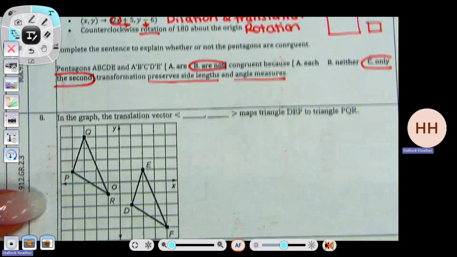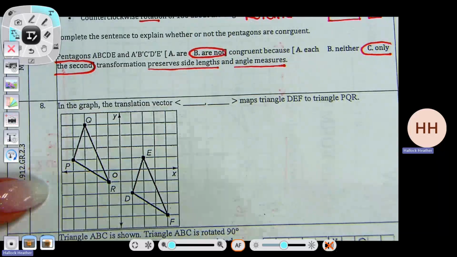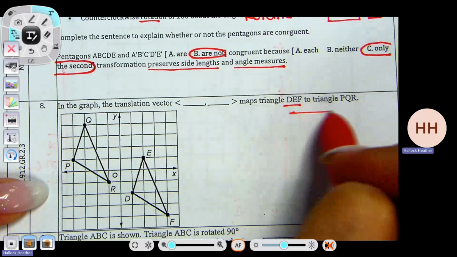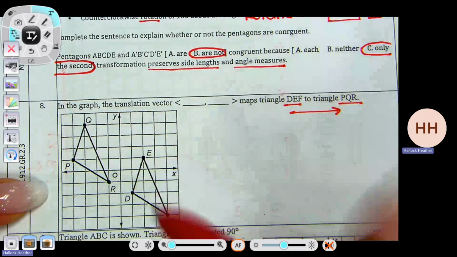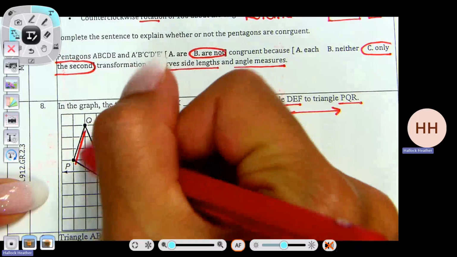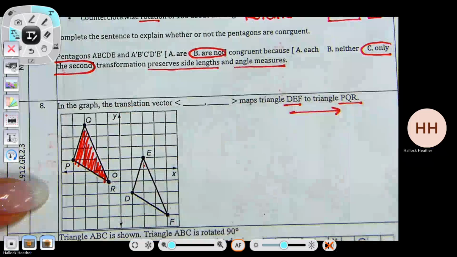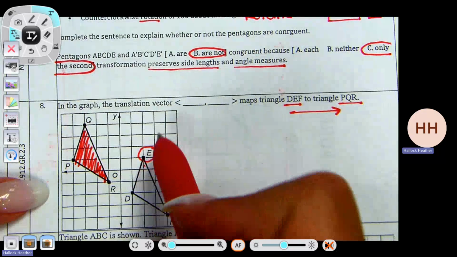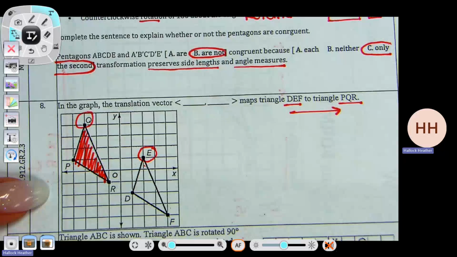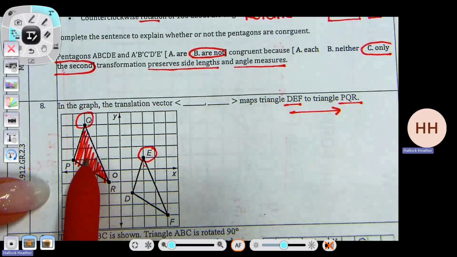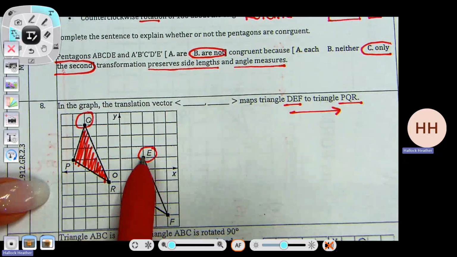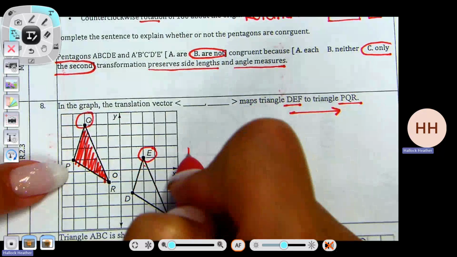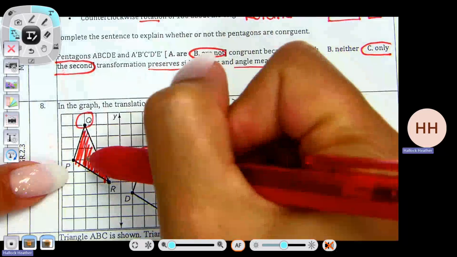8 says in the graph, we're going to fill in vector notation. So the key for this one is it's starting at DEF and we are going to PQR. So DEF is here. I'm going to PQR, which is here. So if I match up my letters, I'm going to look at E because E is kind of out in the open, and so is Q. So I had to go to the left and I had to go up. So if I go to the left, I have to go 1, 2, 3, 4, 5. I had to go left 5. And I had to go up 1, 2, 3.